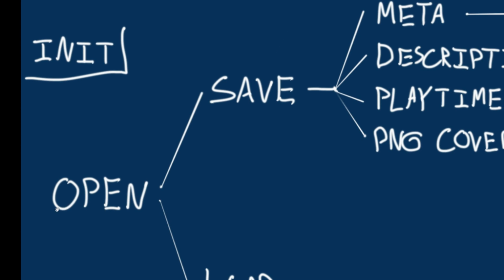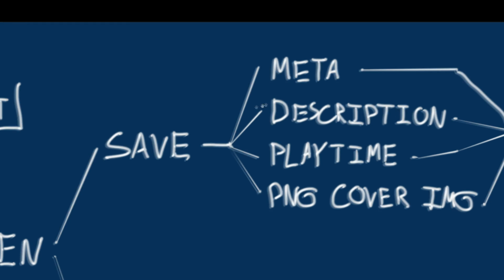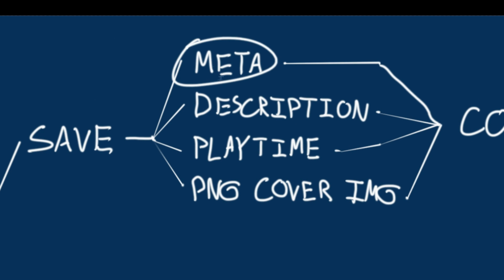So you start by opening the file. Once you're done opening the file, then you choose if you want to save. You put the proper data in meta. You might add a description. In our case, we're going to be putting meta and also description. Meta is going to be the information about the game, and description is going to be just a timestamp. So we're going to be using a datetime.now to know exactly when we save this.